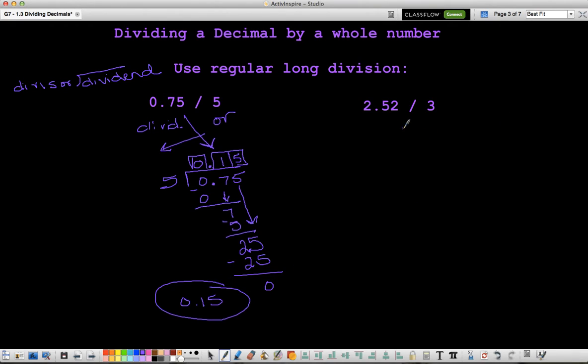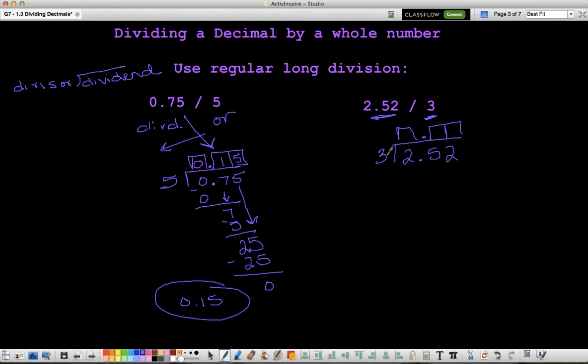Okay, if you want to go through and pause and try this one on your own and come back, you can. Otherwise, we can step through it again. Again, divisor, dividend. So 3 goes on the outside, and 2 and 52 hundredths goes on the inside. Put up my chairs, bring up my decimal. The chairs just help me to make sure my numbers are lining up correctly so I have them in the right place of the decimal.